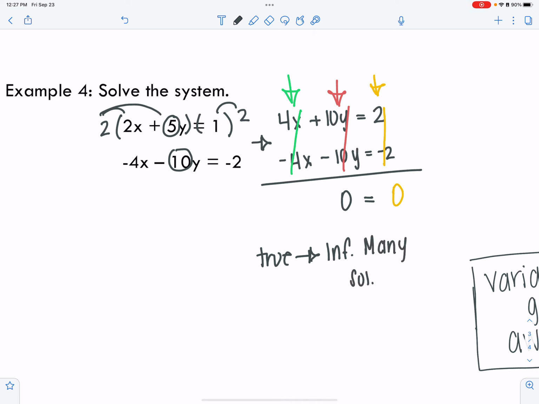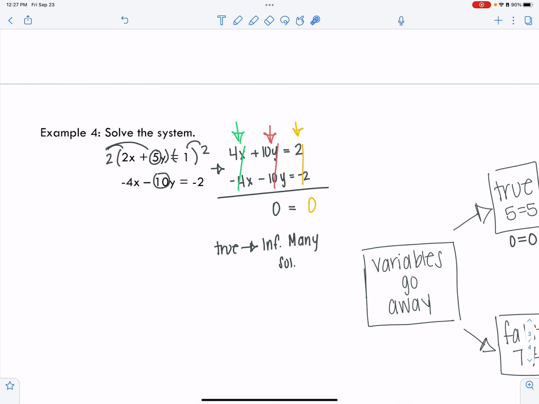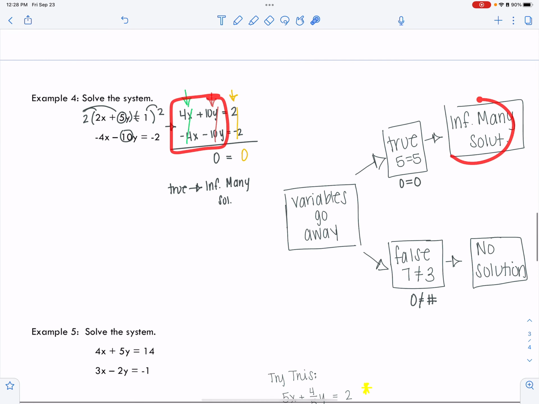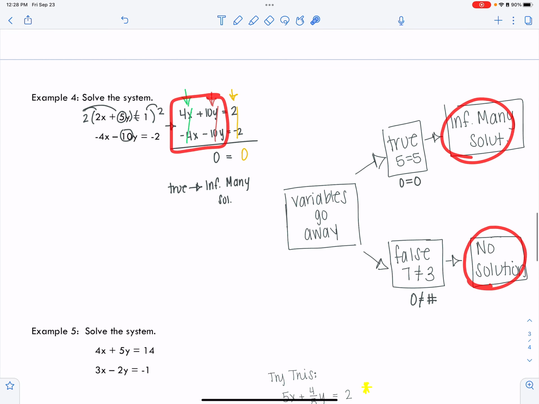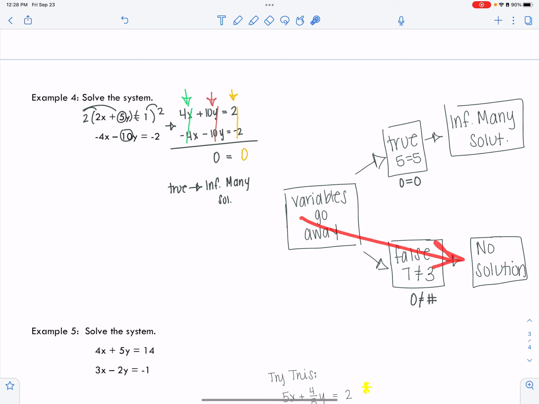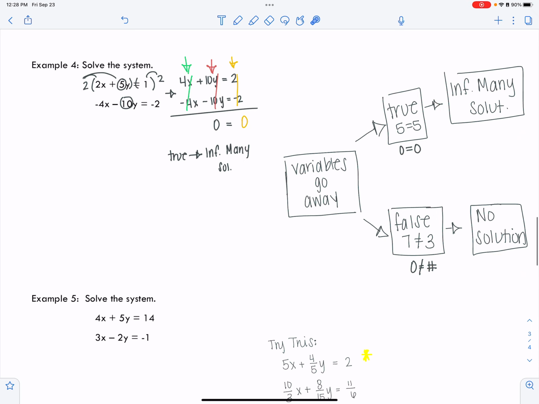Word of caution, a lot of students, anytime the variables cancel over here, they automatically write down no solution. Same thing as the last section. If the variables cancel, you can either have infinitely many or no solution. There is not another option. So just be cautious. If the variables cancel, that does not always mean no solution or does not always mean infinitely many. You're looking for, do I have a true or a false statement left? And then that tells you the option.